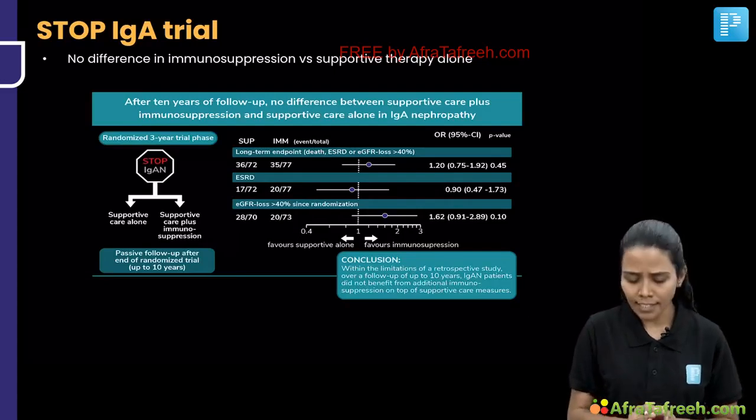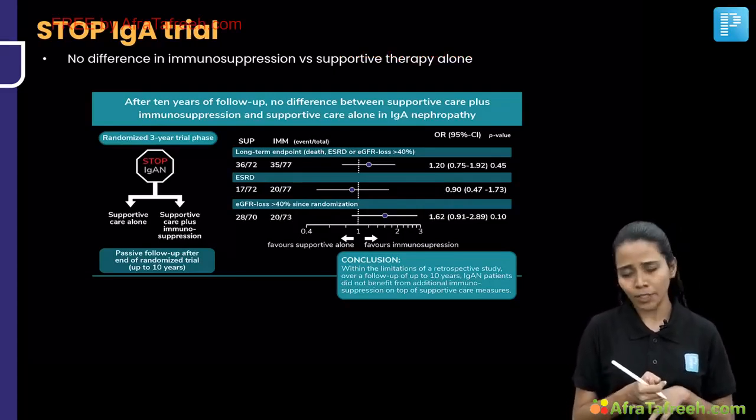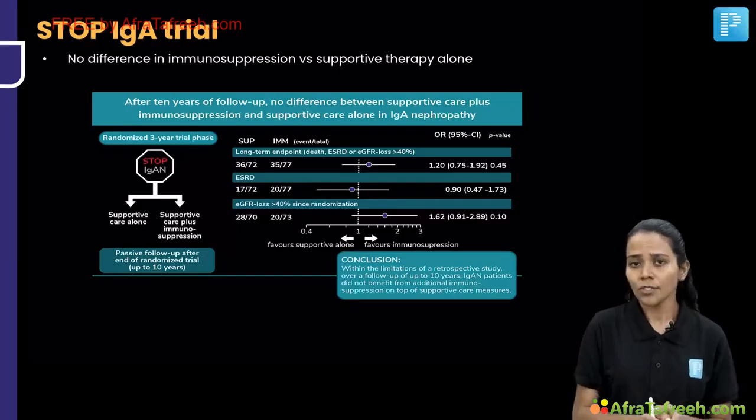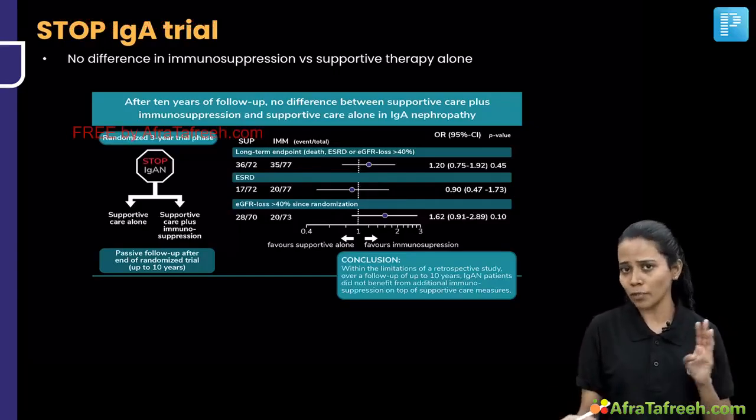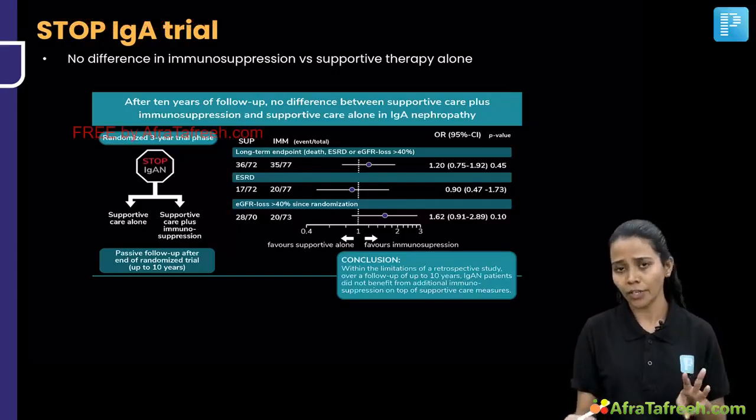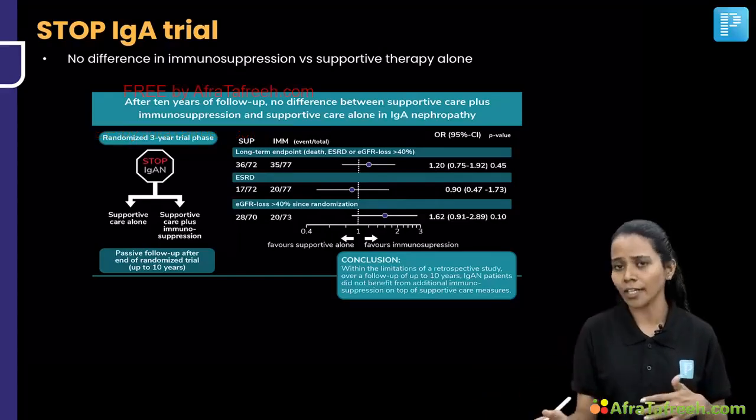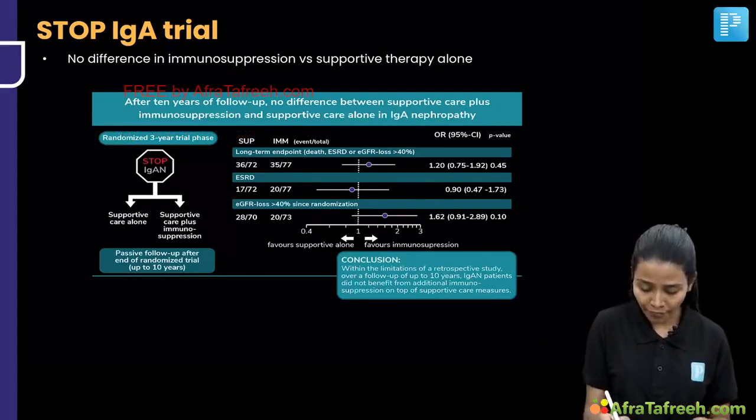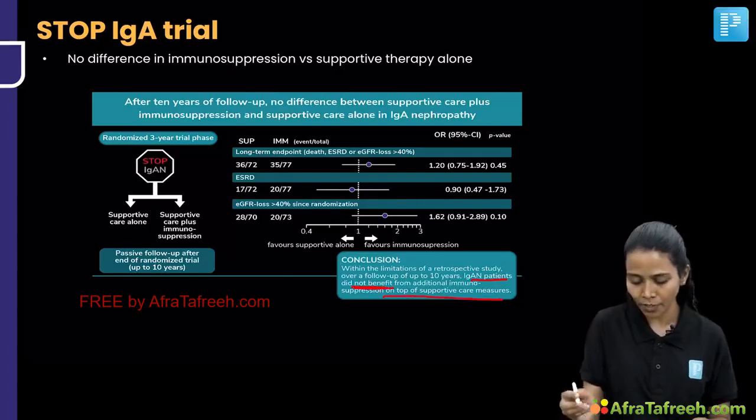Now, there are two trials which have been asked in exams with respect to IgA nephropathy. Both are about steroids. The first one is STOP IgA trial. So this was done in two parts. The first one was quite long ago, that there was only 3 years follow-up after giving steroid. And the recent one was after 10 years follow-up of these patients, they have reported again. Okay. So in this, it is seen that there is no benefit. Okay. IgAN patients did not benefit from additional immunosuppression on top of supportive care measures.